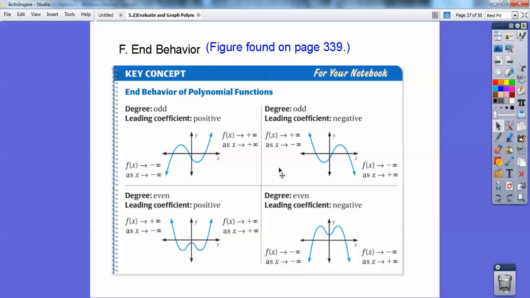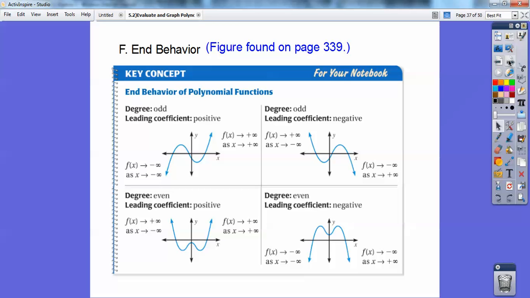So whatever your degree is, it has n minus 1 humps, or 2 less than that, and then 2 less than that, and then 2 less than that. So say we had something like f of x equals something x to the 11th. It's either going to have 10 humps, or 8 humps, or 6 humps, or 4 humps, or 2 humps, or no humps. Okay?